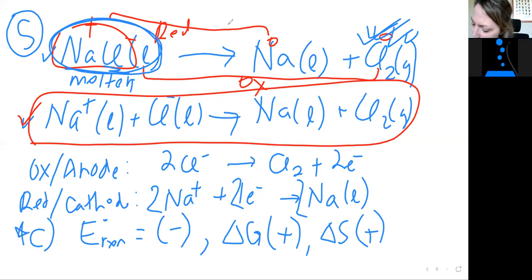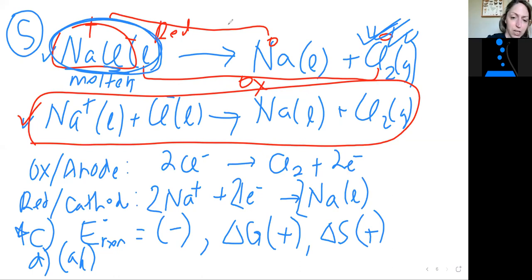Number 5C. And then D, explain why when the molten sodium chloride is replaced with aqueous solutions of sodium chloride, pure sodium is not produced. That's a great question too, because for letter D, as soon as you make an aqueous solution, that's when water is going to start getting involved.